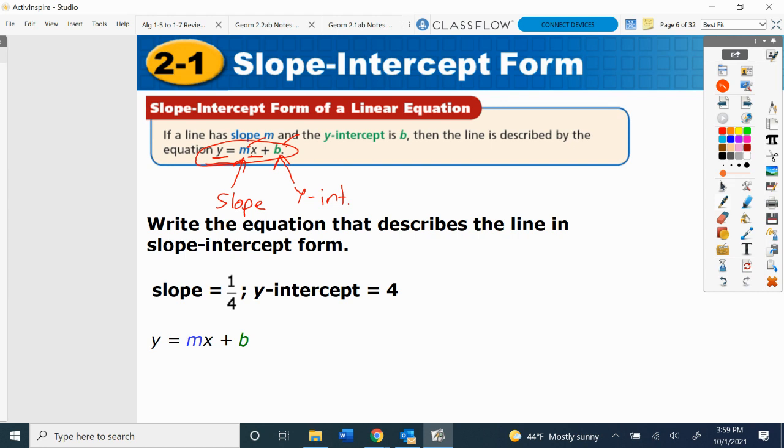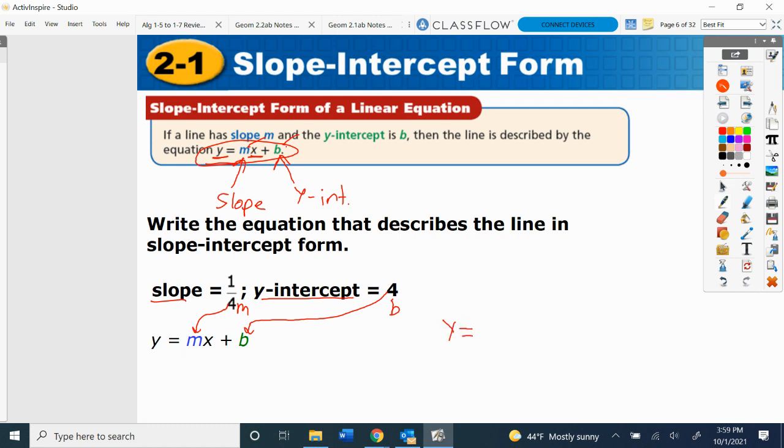All right, so if we have the slope and the y-intercept, we can write the equation for a line. That's all the information that we need. Because our y-intercept goes in for our letter b, and our slope goes in for the letter m. So we would simply take these numbers and put them into our equation and replace the letters m and b.